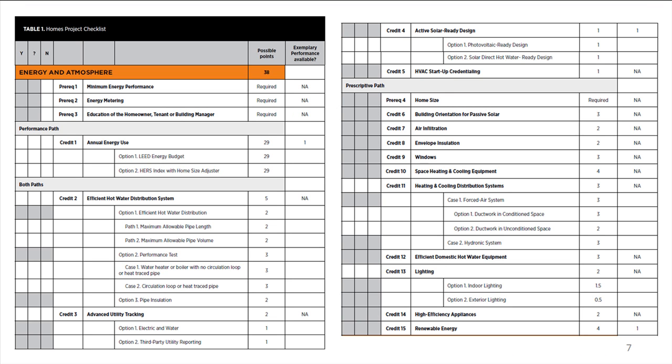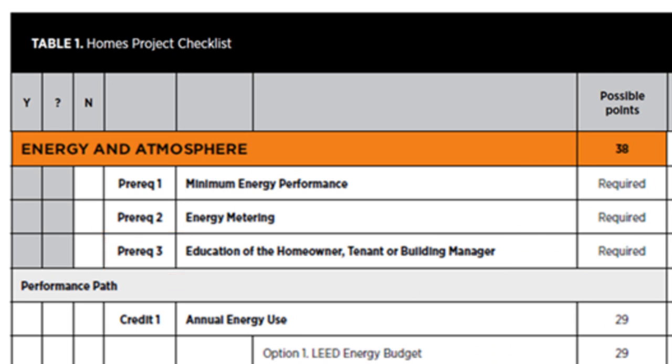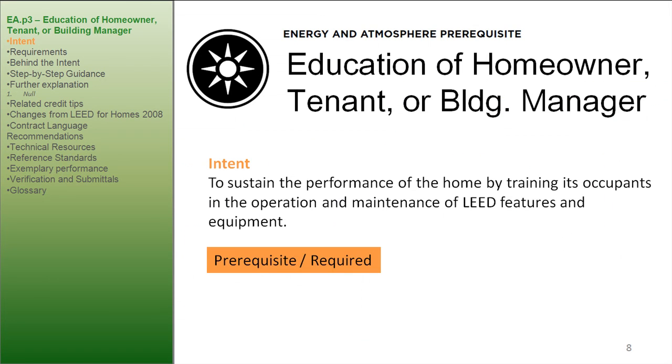Education of homeowner, tenant, or building manager is the third prerequisite of the 4 prerequisites of Energy and Atmosphere. Energy and Atmosphere prerequisite 3: Education of homeowner, tenant, or building manager. Intent: to sustain the performance of the home by training its occupants in the operation and maintenance of LEED features and equipment. It is a prerequisite, or required.